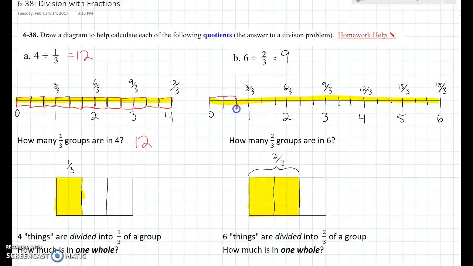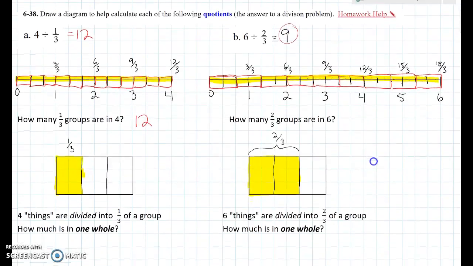So here's 1, 2, 3, 1, 2. Those are 2/3 right there. That's 1 group. That's 2. Here are 3 groups. Here's another group of 2/3. Here is 1/3. Here is 2/3. Here is 1/3. Here's 2/3. 1/3, 2/3. Nice. It works out. There are 1, 2, 3, 4, 5, 6, 7, 8, 9 groups. There are 9 groups of 2/3.